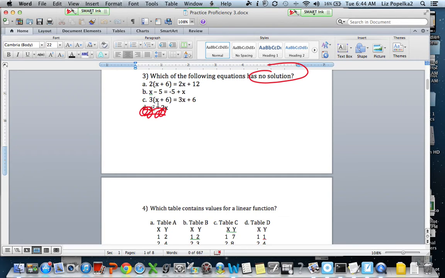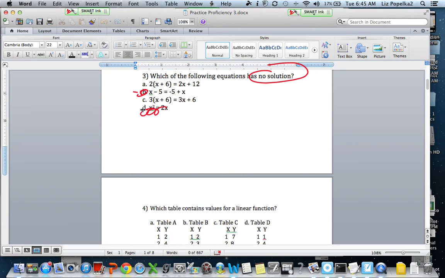Now I'm going to look at, it's tempting to go right here to B and say that that's it. X minus 5 equals negative 5 plus x. Because some people might be like, oh, well, those sides don't match, so that's the one that's no solution. Well, no, because x minus 5 is really the same thing as negative 5 plus x. They're just flip-flopped. Because I can switch this around. So instead of doing negative 5 plus x, I just do x minus 5, and it'll work. So that is not the correct answer either.